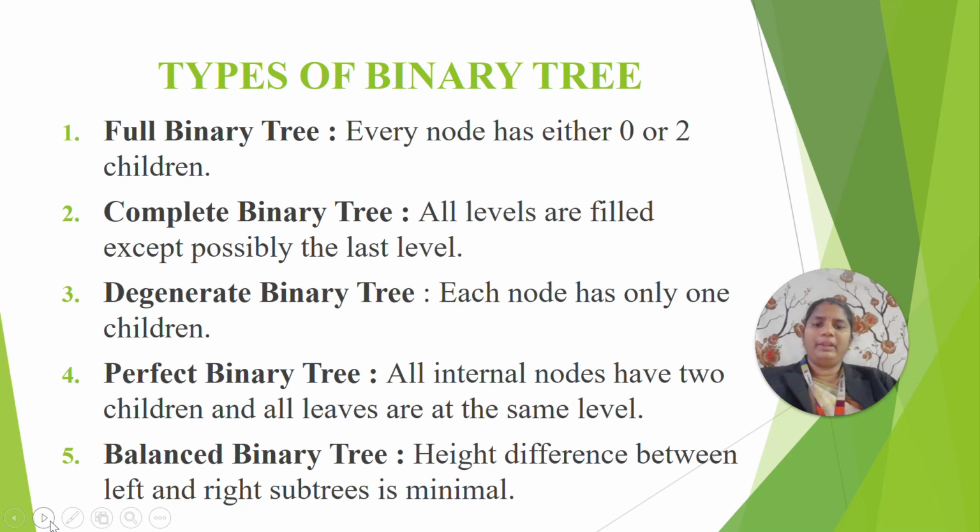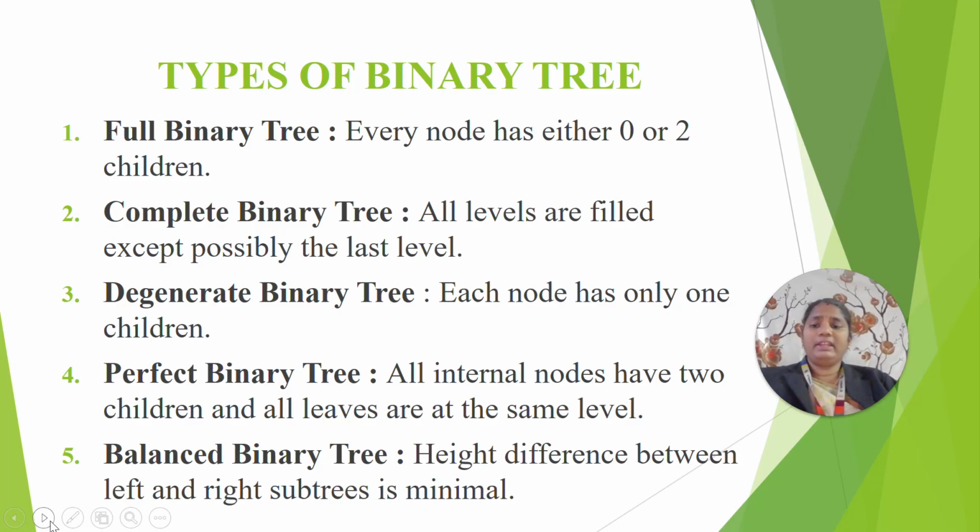Next one is complete binary tree. In a complete binary tree, all levels are filled except possibly the last level. If you see depth 1, depth 2, in depth 2 every parent will have an equal number of children. So that is called a complete binary tree.